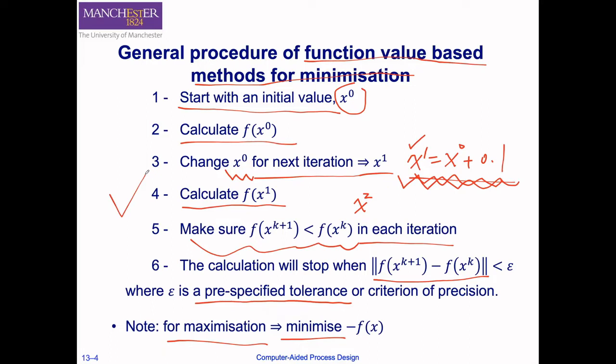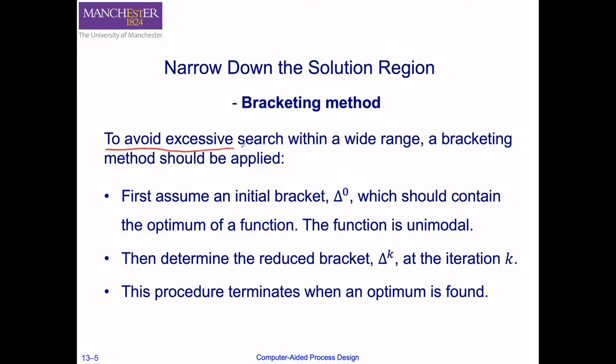From this general procedure, we can also see that if we search for an optimum in a very wide range of x, then this procedure is often inefficient. This is because this procedure often requires a lot of trial points and function evaluations. To avoid excessive search within a wide range, and improve the efficiency, a bracketing method should be applied.